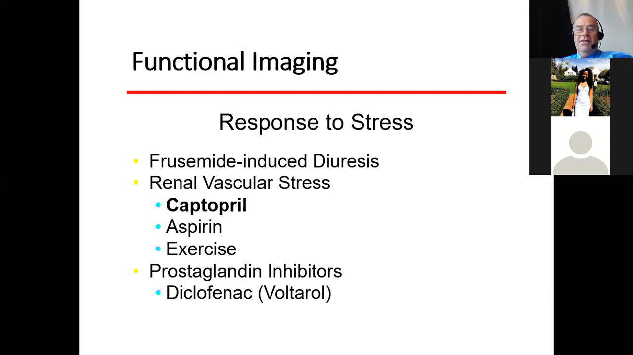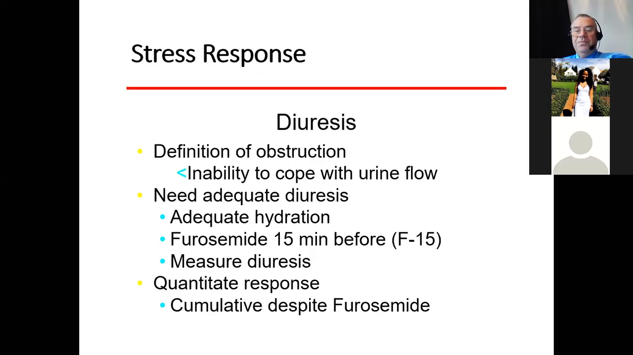So we can stress the system, and people have tried different ways of stressing it. Captopril to look at the renovascular system. People have used aspirin, but to be honest, it's a bit rubbish. And people have even suggested using exercise, but again, it's quite difficult to exercise a patient and scan them without them moving. So most people now, if they're going to do that, use captopril. Other people have tried things like Voltarol, but again, this has fallen out of favor.